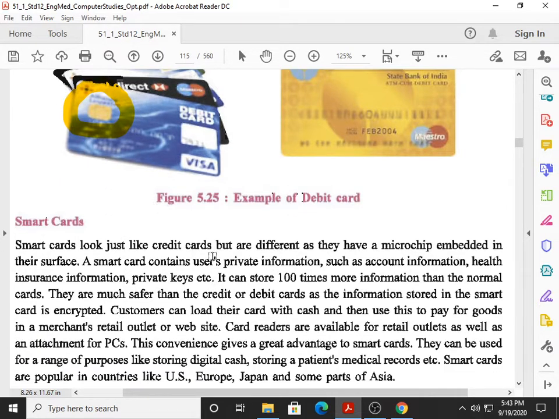Now, a smart card looks just like a credit card, but is different as it has a microchip embedded in its surface. This yellow chip is called microchip, and it is embedded, fixed in the smart card. A smart card contains users' private information. It can store users' private information, for example, account information, health and insurance information, private key, I mean to say password. All these are stored in smart card.